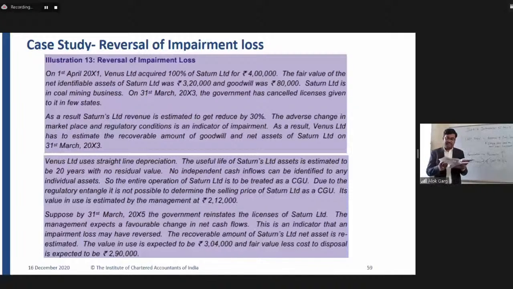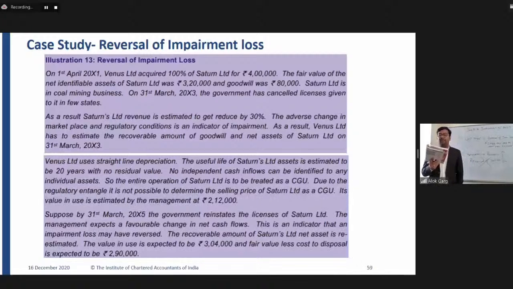First, on 1st April 2001, there are two assets: one is 3,20,000 of assets and goodwill of 80,000. And on 31st March 2003, there is an indicator of impairment, and on that date, the value in use for the CGU has been given at 2,12,000. Then after 2 years, on 31st March 2005, there is a favorable indicator, and the recoverable value on that particular date is also given.